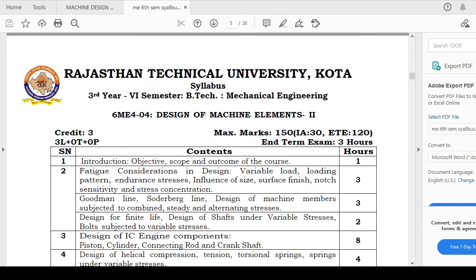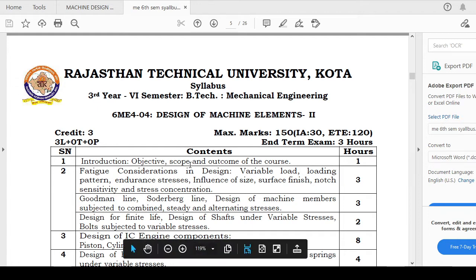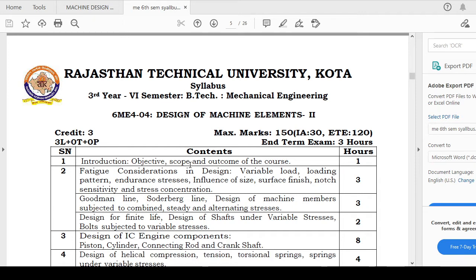Hello friends, as you can see, this is the curriculum of Design of Machine Elements 2 in the third year, 6th semester of mechanical engineering students of Rajasthan Technical University. The code of this course is 6ME404, and this is a total 3 credit course, as you can see in this curriculum.